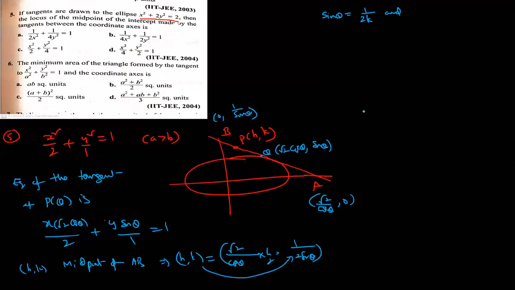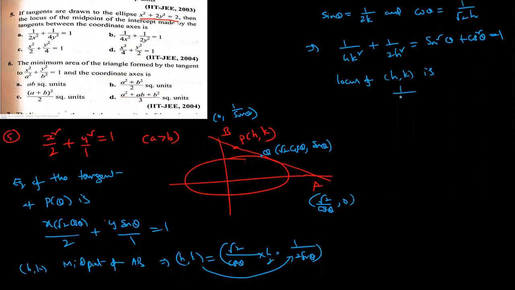Sin theta is how much? 1 by 2h. Sorry, 1 by 2k. What is the value of cos theta? 1 by root 2h. Now, squaring on both sides and adding them, 1 by 4k square plus 1 by 2h square is equal to sin square theta plus cos square theta, that is 1. Therefore, the locus of h comma k is that. That is the answer. You can see the option.